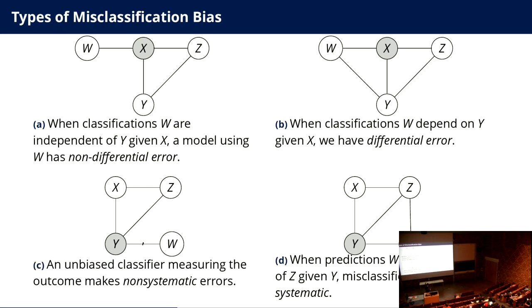In technical terms, A represents non-differential error. B represents differential error because of the direct relationship between W and Y, because W and Y are conditionally dependent given the other variables. We have differential error, and this makes it more difficult to correct. Similarly, D, because there's correlation between Y and W and Z, this misclassification is systematic and more difficult to correct for some of the methods.